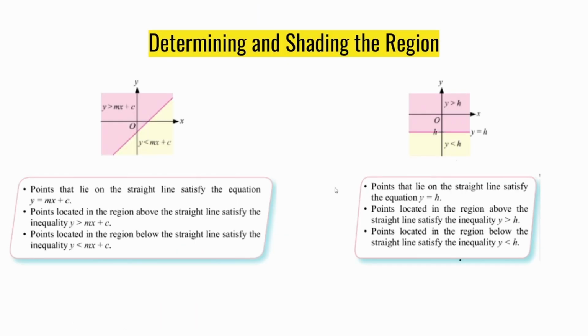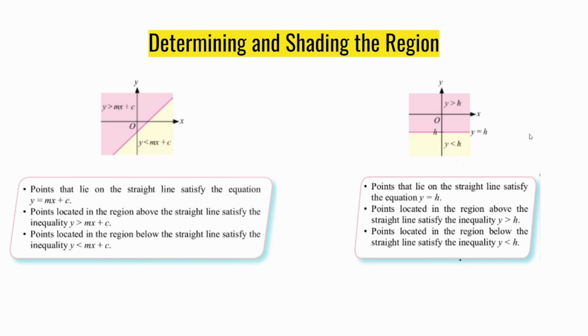So we are going to determine and shade the region that is stated by the equation. If we take a look at the equation on the left, points that lie on the straight line satisfy the equation y equals mx plus c, which is basically the form of a straight line. Points located in the region above the straight line satisfy the inequality y greater than mx plus c. Points located in the region below the straight line satisfy the inequality y less than mx plus c.